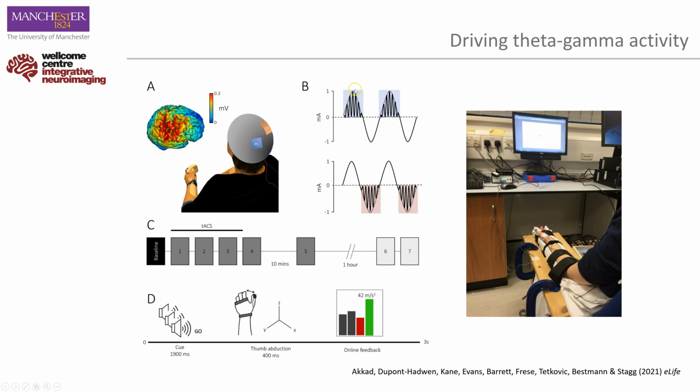Here we have gamma being modulated by the theta peak. Here we have gamma being modulated by the theta trough, and there was also a sham condition where there was no TACs. On the right, this is a photo of somebody's setup, and they had a baseline task. It was a thumb abduction task, and TACs was applied for the first 3 blocks out of 5, and then there was another measurement taken an hour later to test for after effects.